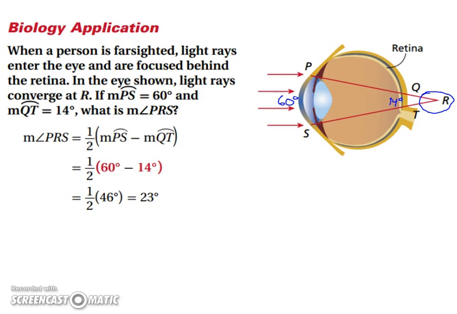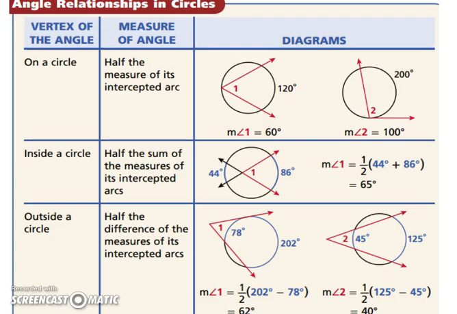Let's look at a few more formulas. Now, if the vertex of the angle is on a circle, it is half the measure of its intercepted arc. So if this is 120, angle 1 will be 60. If this is 200, angle 2 will be 100. Inside a circle, it is half the sum of the measures of its intercepted arcs. So if you add 44 and 86 together, divide that by 2, you'll end up with the measure of angle 1, which in this case is 65 degrees.